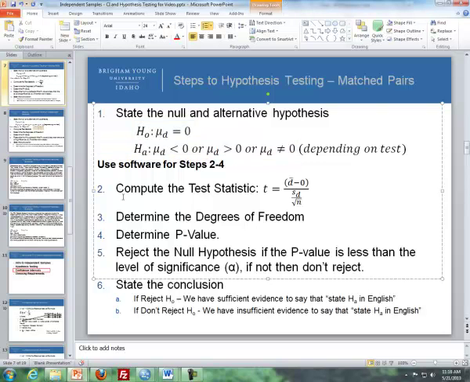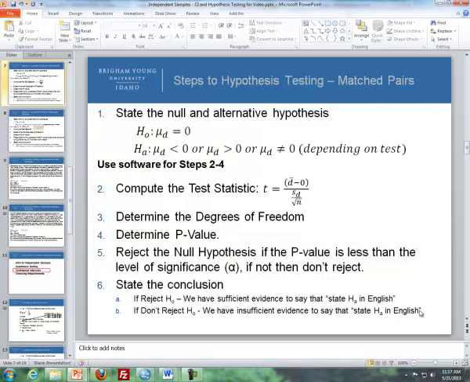Okay? And then for steps 2 through 4, we use the software as well to get that. And then the last two steps are the same. We reject the null if the p-value is less than alpha. If not, we don't reject. And then we state our conclusions based on whether or not we reject the null hypothesis.